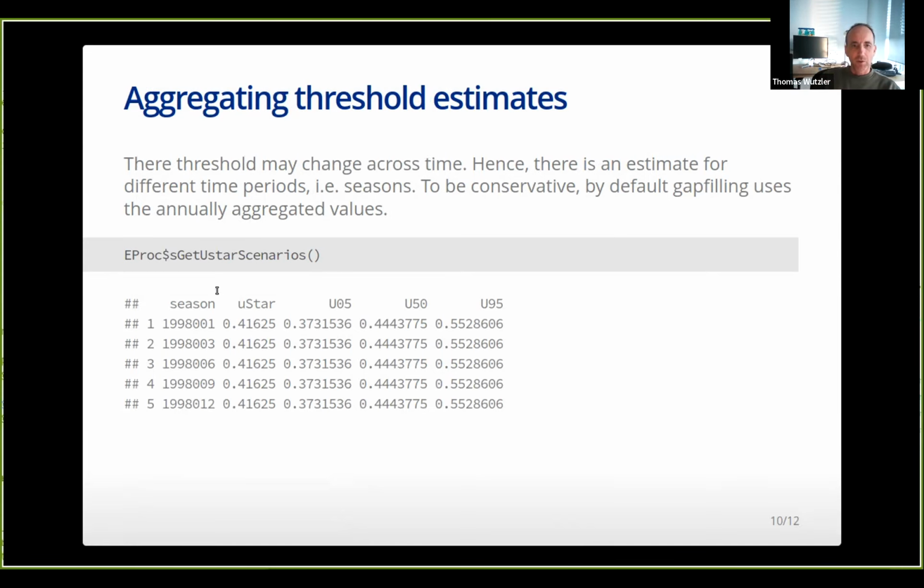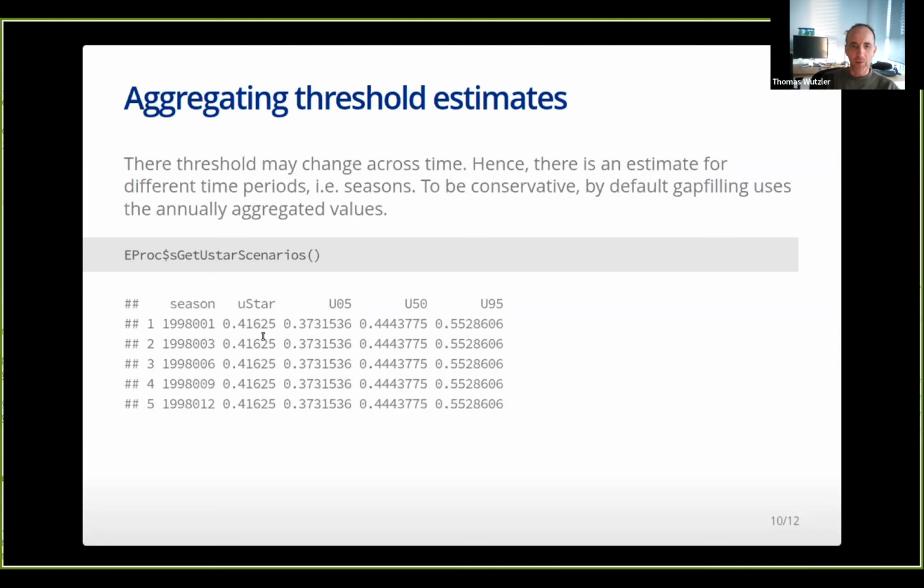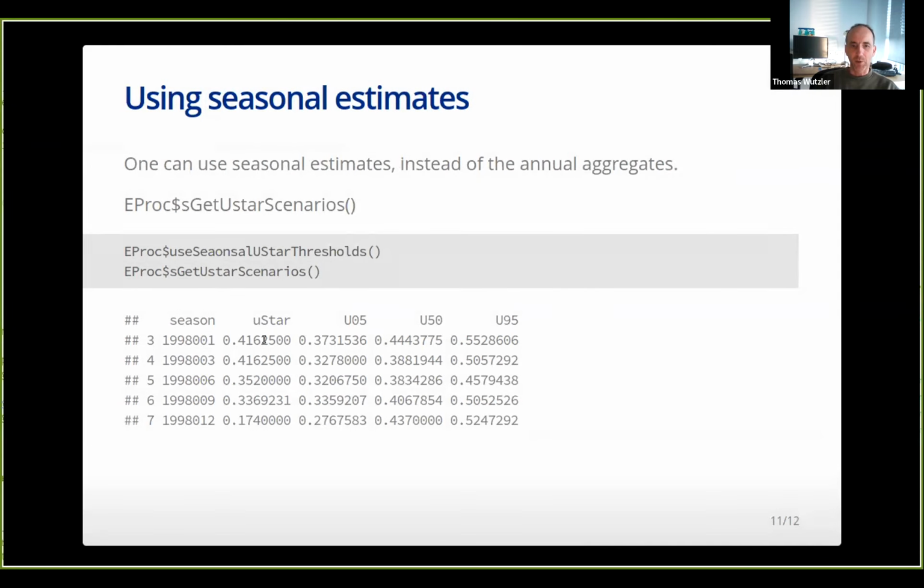Sometimes you want not only the annual u-star thresholds, but the seasonal u-star thresholds, and you can tell REddyProc just to extract the default u-star thresholds or to use seasonal u-star thresholds. And if you ask REddyProc which u-star thresholds you will use in gap filling, you get different results. So I flip forward and backward. These are the annual u-star thresholds. They are all the same for each of the seasons. And this is the seasonal u-star threshold, between different seasons across the year.